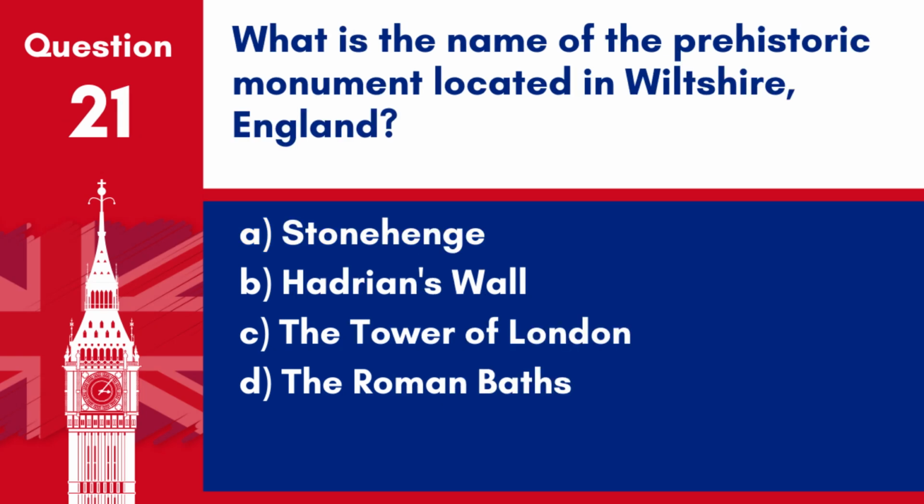Question 21. What is the name of the prehistoric monument located in Wiltshire, England? A. Stonehenge. B. Hadrian's Wall. C. The Tower of London. D. The Roman Baths. Answer: A. Stonehenge. Stonehenge is a prehistoric monument located in Wiltshire, England, known for its circle of standing stones.